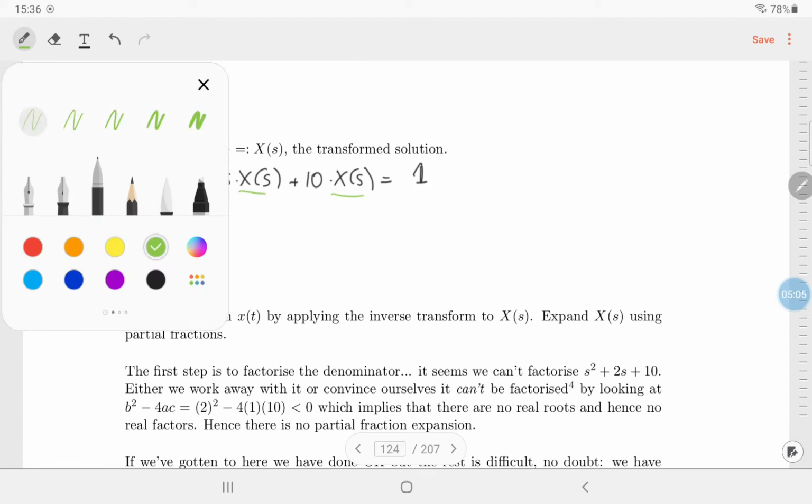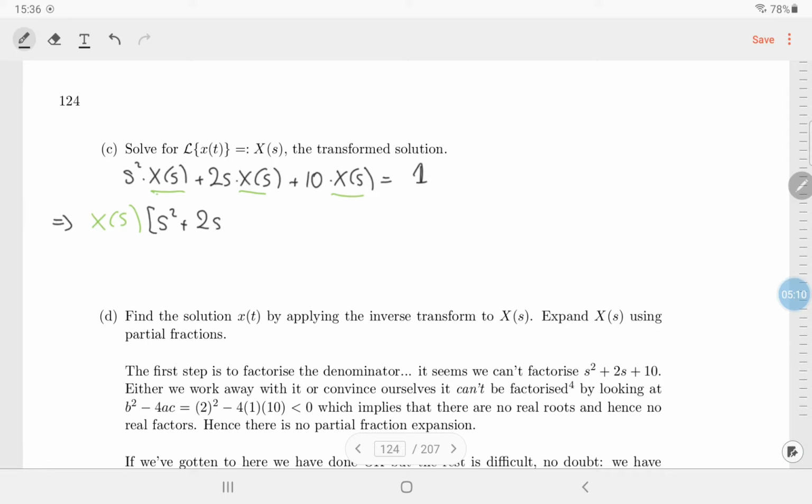And what are you left with? S squared plus 2S plus 10 equal to 1. And now to find X of S. So this is the algebraic equation that we're solving. This is easy to solve. Divide both sides by that quadratic. So you get 1 over S squared plus 2S plus 10.